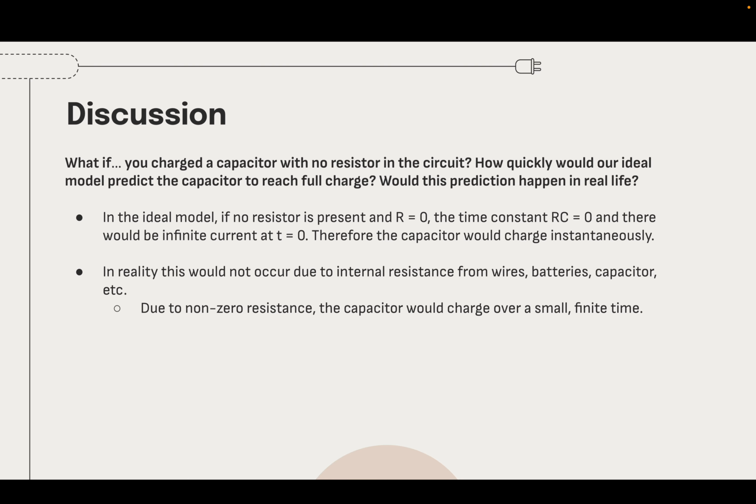If we charge the capacitor with no resistor in the circuit, if there was no resistance in our ideal model, the time constant RC would also be 0, and therefore there would be infinite current at initial time equals 0, and the capacitor would charge almost instantaneously. In reality, there is actually internal resistance due to certain circuit components, and due to this non-zero resistance, the capacitor charges over a small finite time.